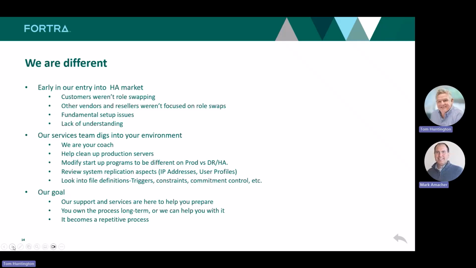We look into file definitions, triggers, constraints, commitment control. They all have to be handled specially. So we identify those things where we can and handle them appropriately on the backup box. So our goal when we come in with something like Robot HA is to help prepare you. So we want to make sure that you're ready to do a role swap, and we like to actually take you all the way through the process of a role swap. That is the main goal, is to get you to be able to role swap your system. At a bare minimum, we like to get you to the role swap while active, which is like a virtual role swap. And we want to make sure that it's comfortable for you and your organization.